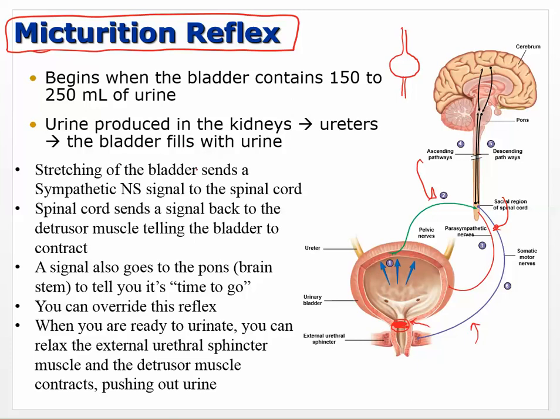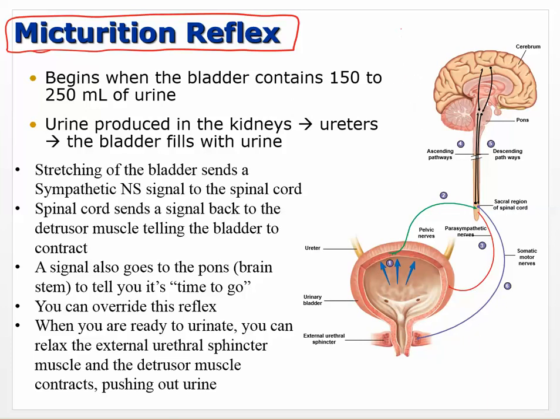So in general, the reflex happens because stretching of the bladder sends a signal to the spinal cord, and then the spinal cord sends a signal back saying, contract the detrusor muscle, release the internal sphincter, and then urine will come out. That's the way it happens in a baby. After people get control of that at some stage, the brain will override that and can say, okay, now is not a good time, and it can stop that reflex. Hopefully, right?